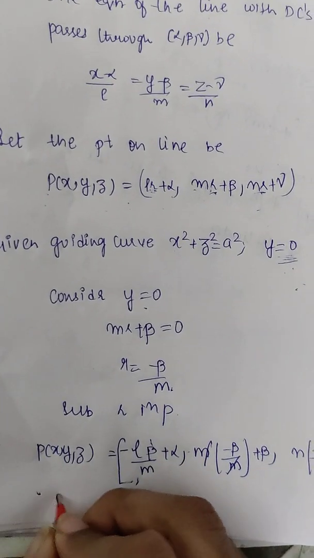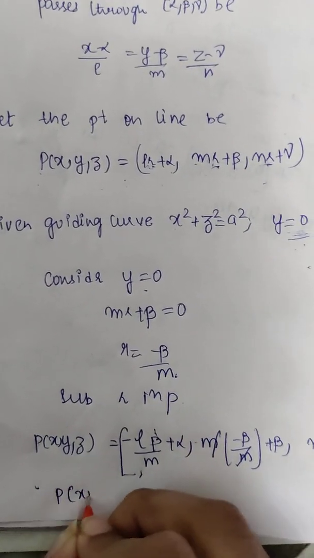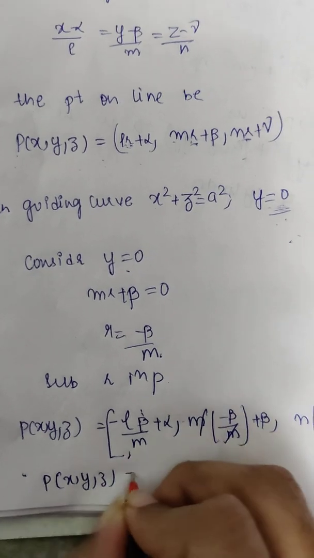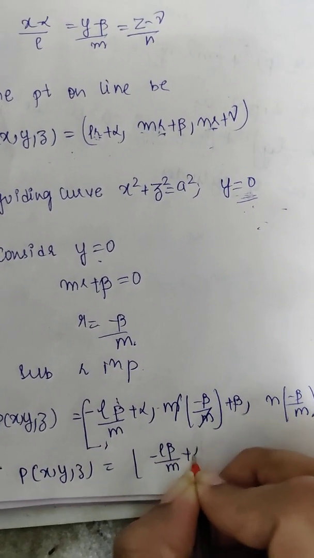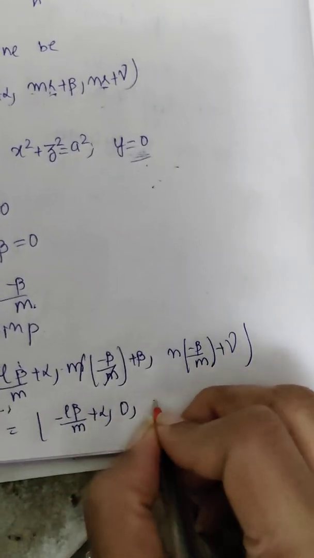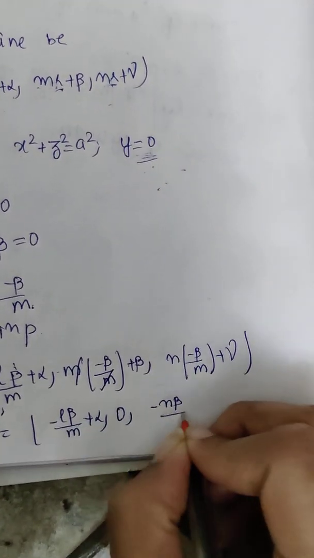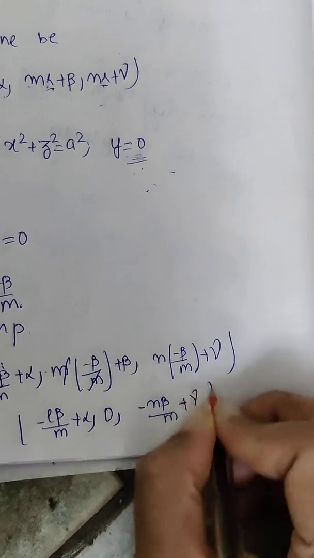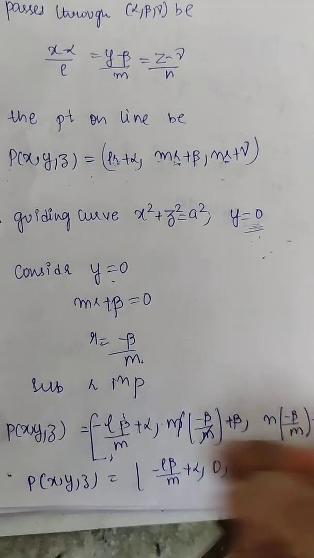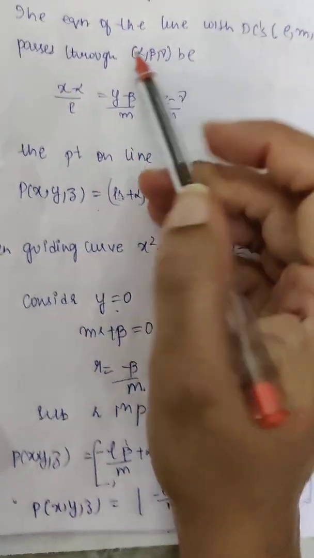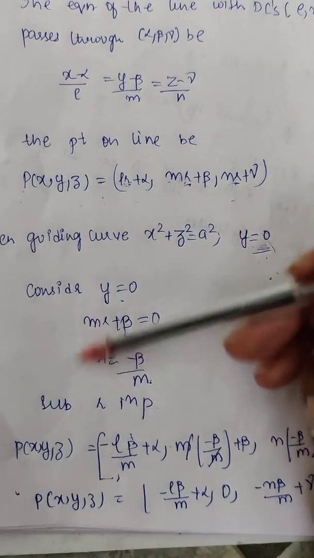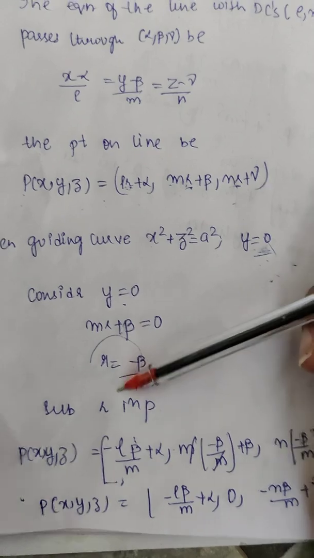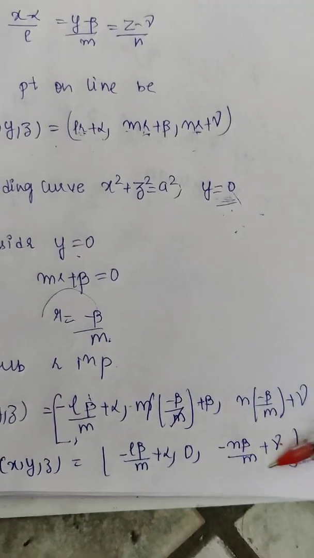So my P of x comma y comma z would become minus l beta by m plus alpha, comma 0, comma minus n beta by m plus gamma. So this is my point. So step 1, I've constructed the line. Step 2, point on the line. Step 3, using y, I got the value of r and I've completed it. Then r, I'll substitute in P. I'm going to get the complete value of P.